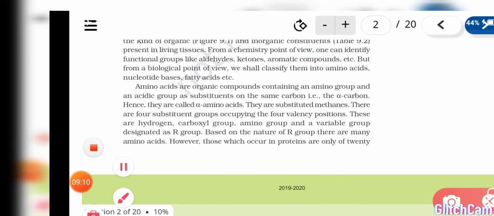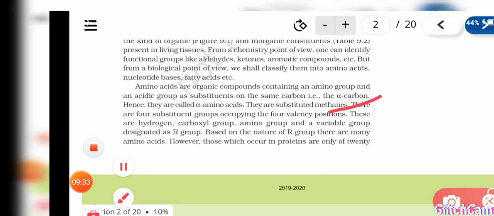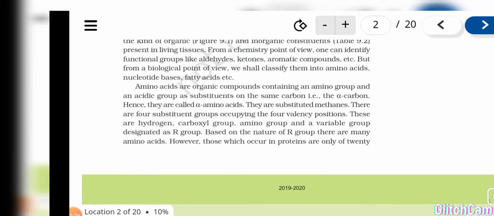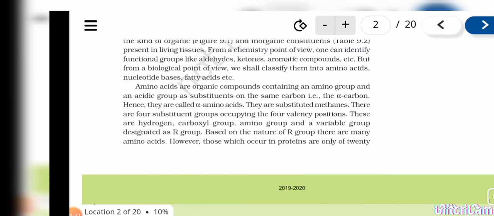And when you see an amino acid, what is the speciality of it? They contain an amino group and an acidic group. Understood? So the acidic group and the amino group are there as substituents on the same carbon, and that carbon is known as the alpha carbon. So they are also known as alpha amino acids. Actually they are substituted methane. Methane's formula you know now, isn't it? CH4.